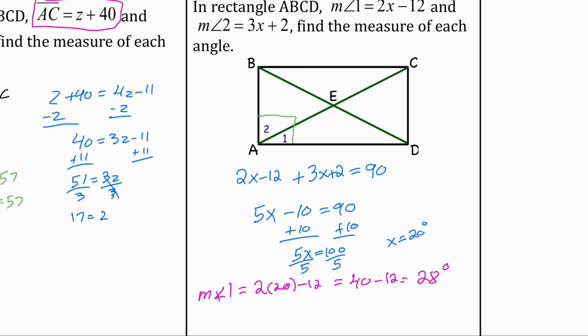And then finally, we'll find angle 2. The measure of angle 2 is equal to 3 times 20 plus 2, which is 60 plus 2, or 62 degrees. And a nice way for you to check these answers is to make sure that 28 plus 62 equals 90, and we're good to go. So try a couple of the problems on the back. Let me know how it goes, and we'll continue on today.